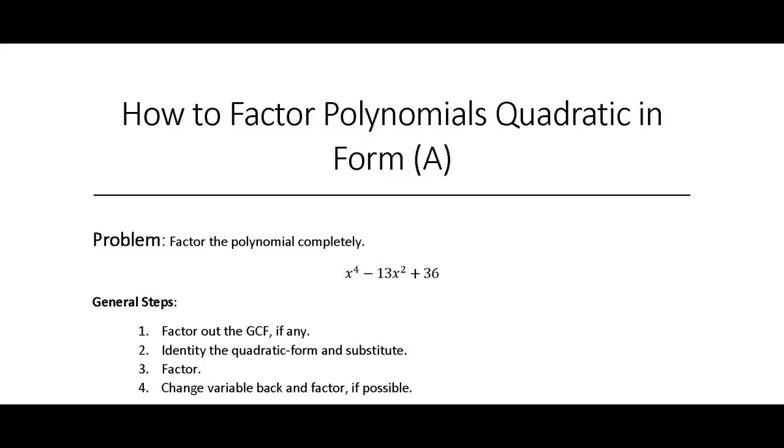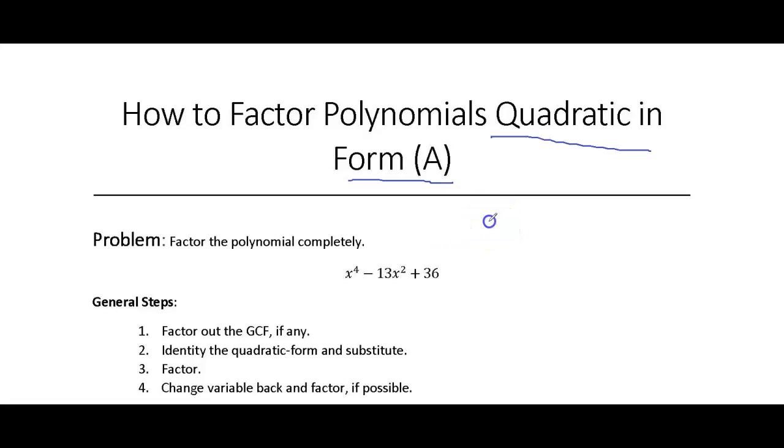How to factor polynomials quadratic in form. Example A. Factor the polynomial completely. X to the fourth minus 13x squared plus 36. Before we get started, let's talk about what quadratic in form looks like.